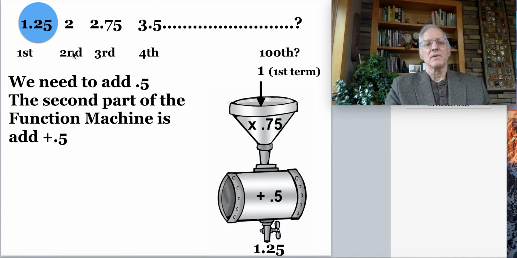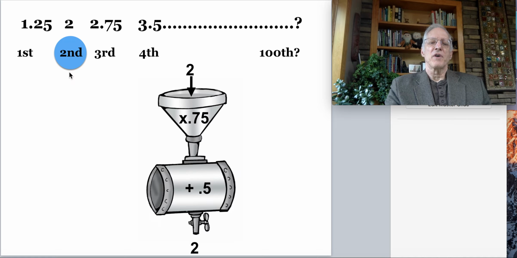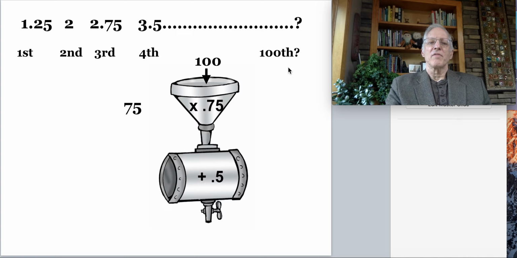All right, perfect. Let's test it on the second term right here. Put a 2 in, times 0.75 is 1.5, plus 0.5 is 2. That's just what we wanted. So we can say we have an accurate function machine. Let's go out to the 100th term and put that in. 100 times 0.75 is 75. Plus 0.5 is 75.5. Very quick way to solve this type of problem.